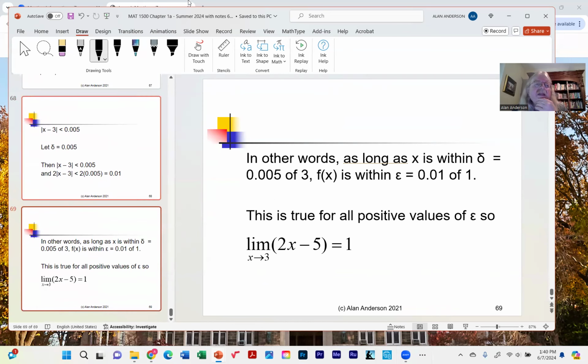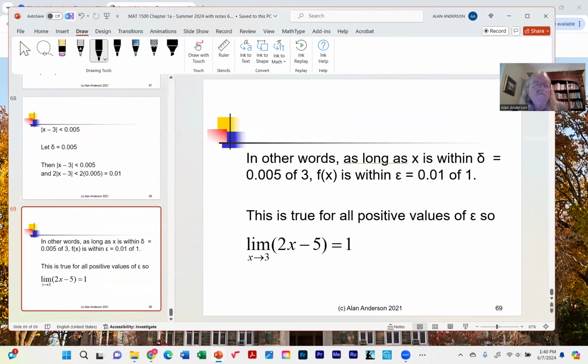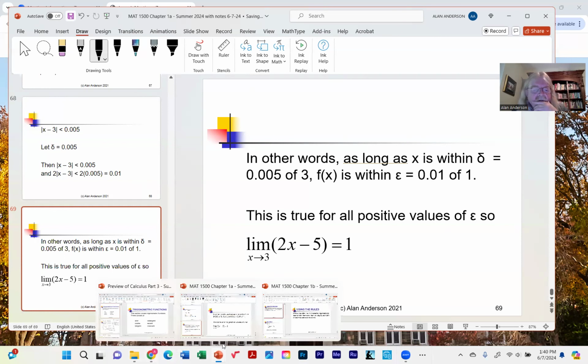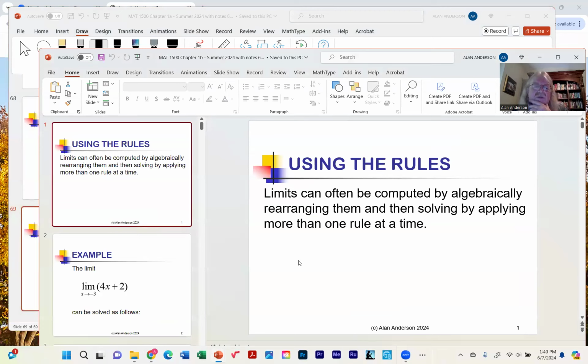So let's see what's coming up next. Remember, this chapter has been split up into 3 parts. Part 2 is right here, Part B actually is what I should say. And it's called using the rules. Basically, we're showing you the rules, and now what we're going to do is show how the rules can be combined within the same limit to come up with the correct solution.